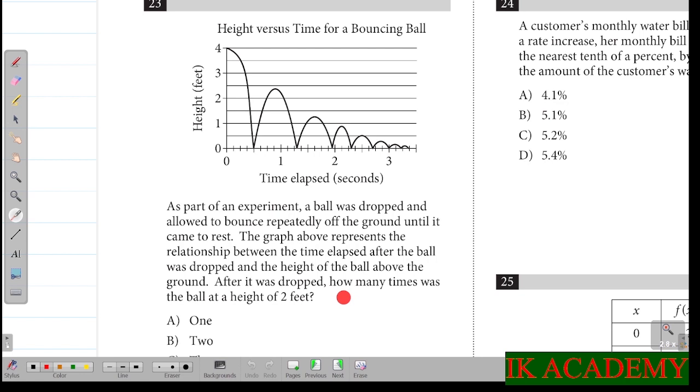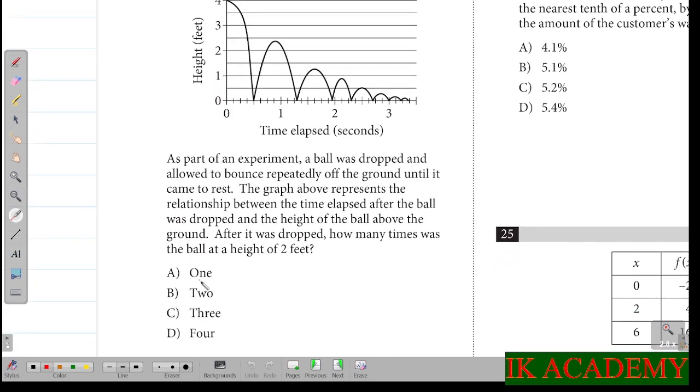After it was dropped, how many times was the ball at a height of 2 feet? So the graph shows us the time on the x-axis and height in feet on the y-axis. So the options are 1 time, 2 times, 3 times, or 4 times the ball is at the height of 2 feet.